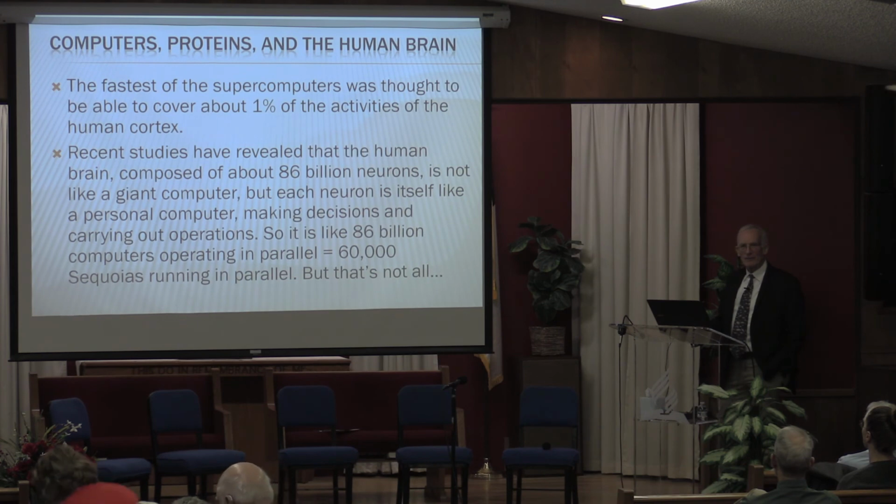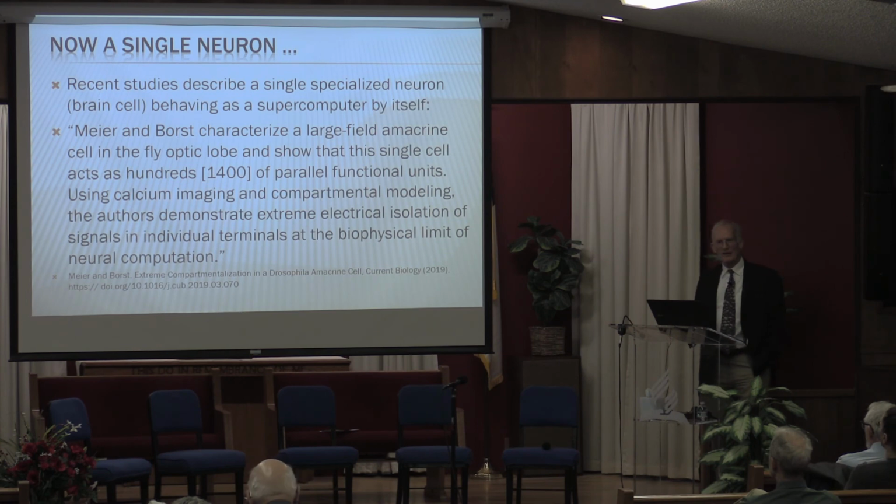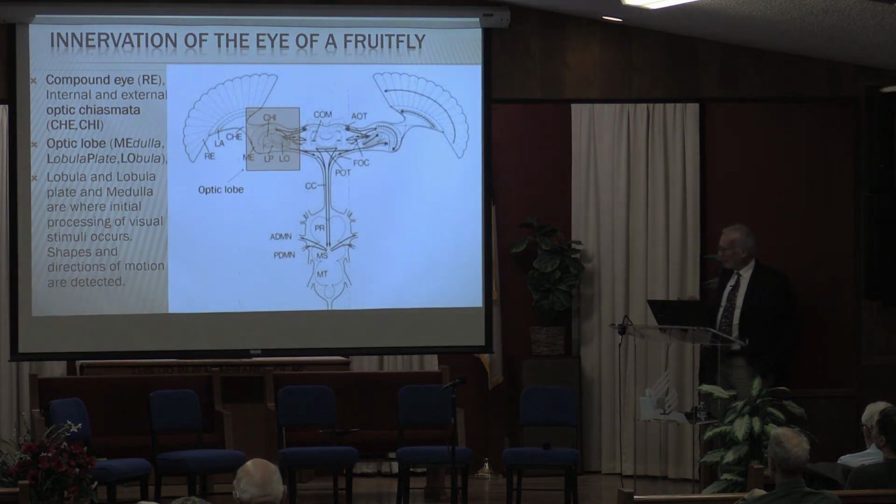Then, just 3 months ago, we discovered this. Susie started talking about this. A single neuron in the cell of a fly's eye, a single neuron, acts like 1,400 individual computers. Here you can see in the brain, here's the eye here. This is the optic ganglion here. Here's the brain down here. This part right here we're going to zoom in and look at.